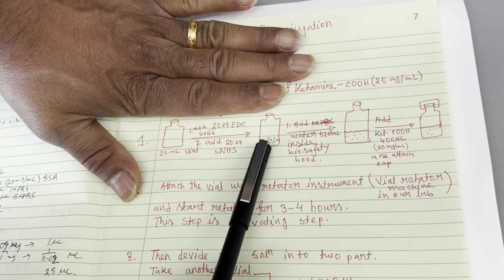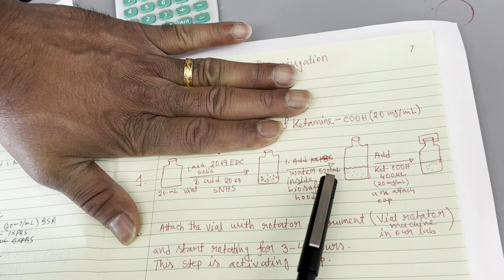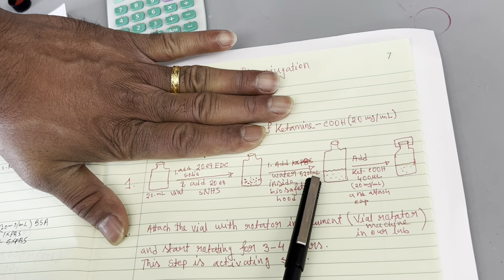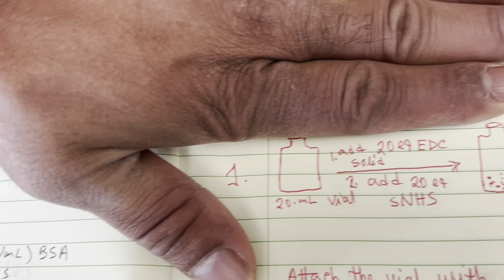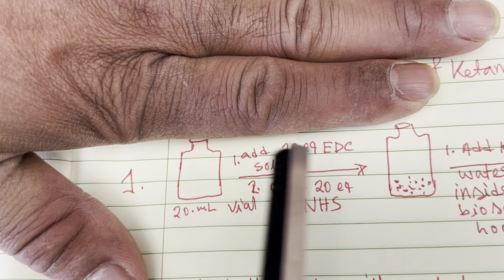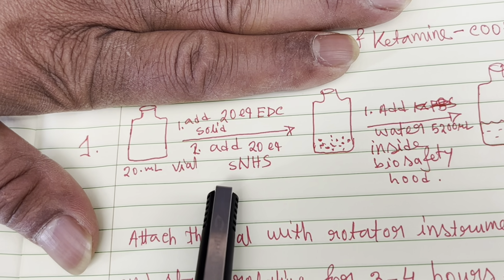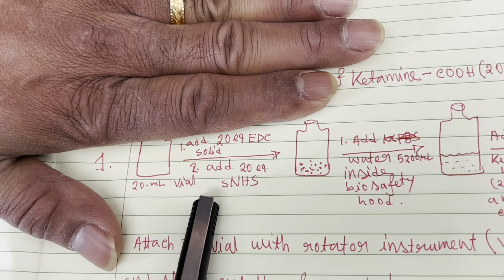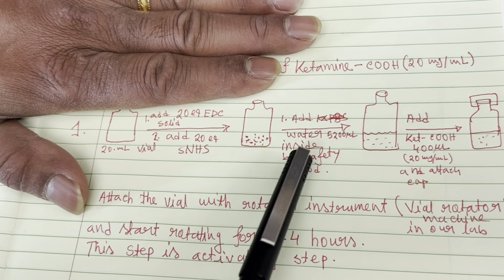You add it as a solid, and then add water, 5200 microliter. This is an empty container before you add the EDC and the hydroxysulfonamide, so NHS. The actual hapten is not in here. Then add water, 5200 microliter of the water.